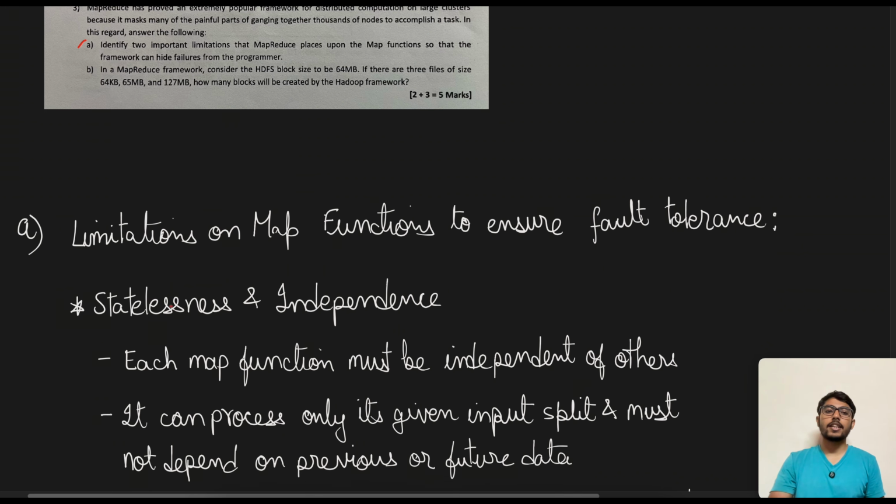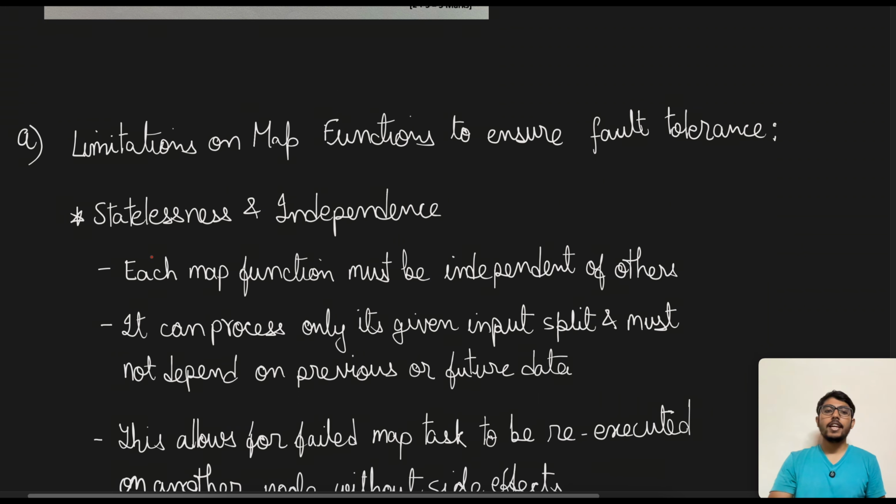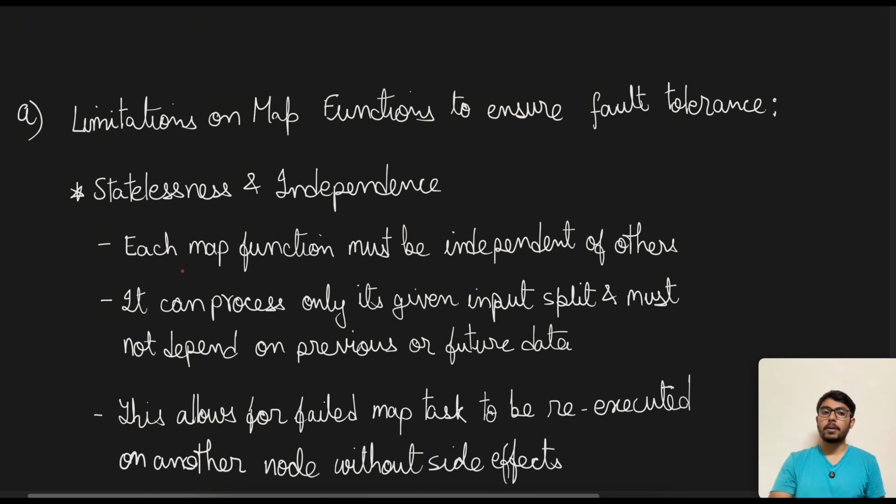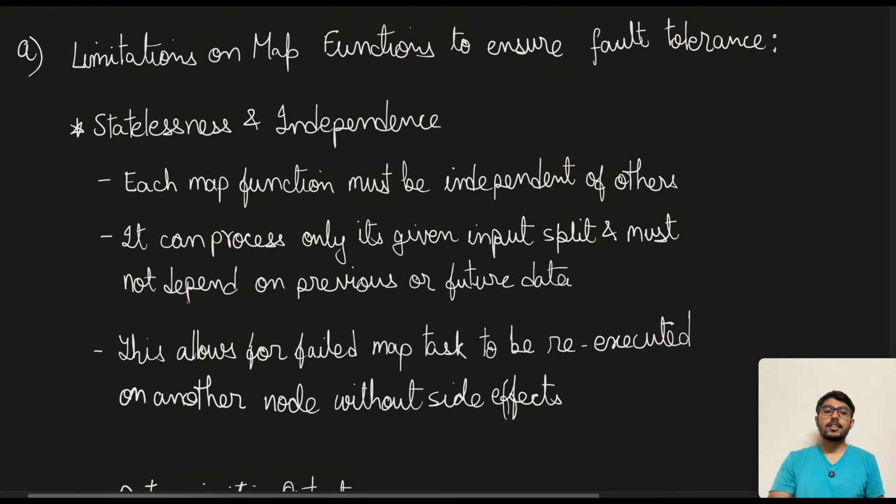So, first is statelessness and independence. Each map function must be independent of others, right, which is making sense. The next part is it can process only its given input split and must not depend on previous or future data, right. Whatever is there in the input split, just process and store it. Next, this allows for a failed map task to be re-executed on another node without side effects, right.